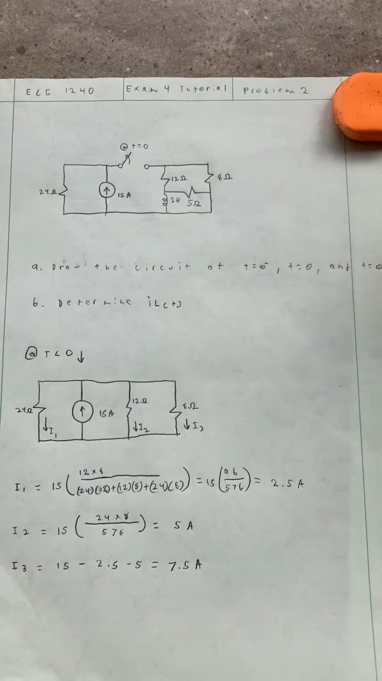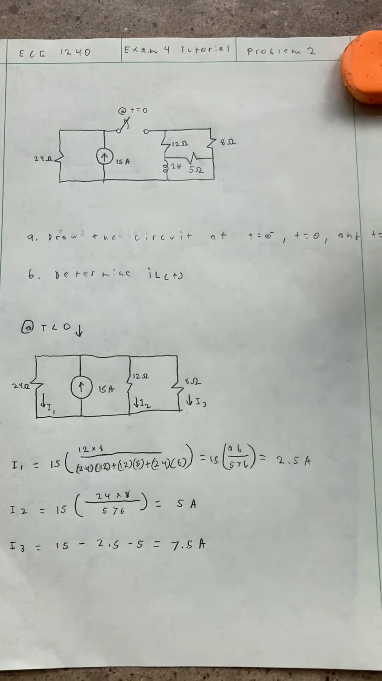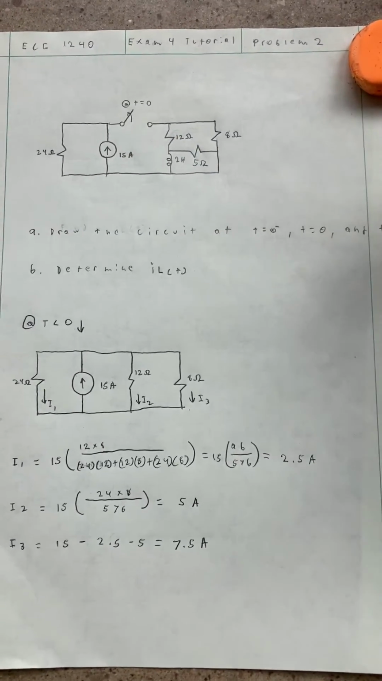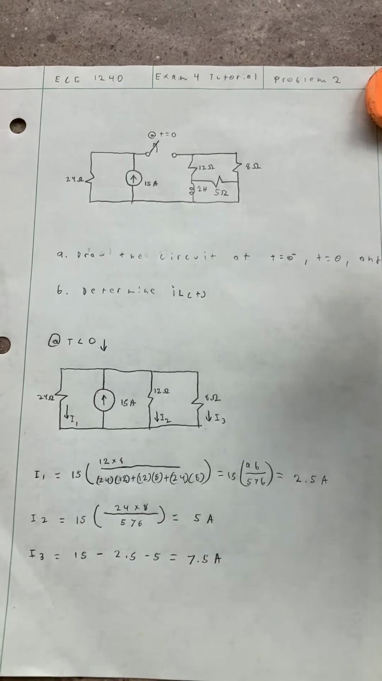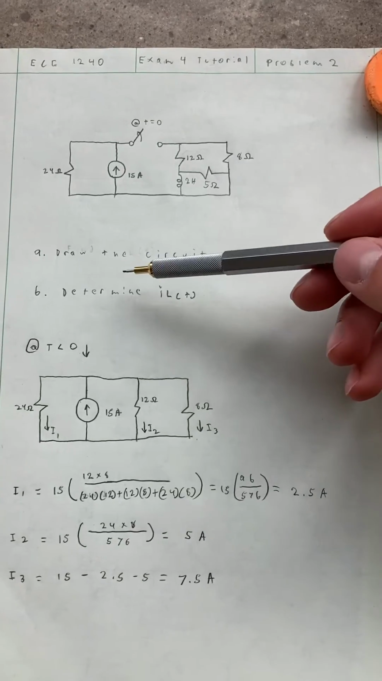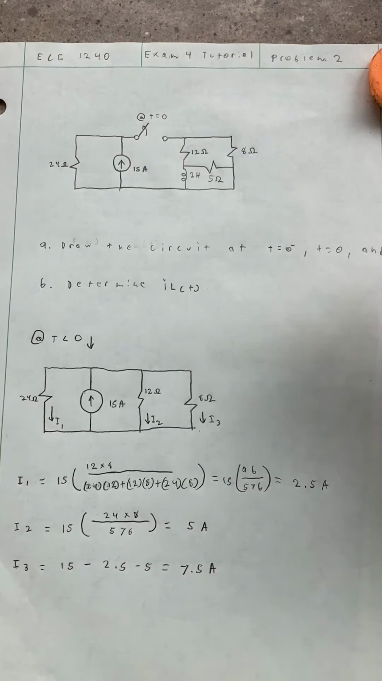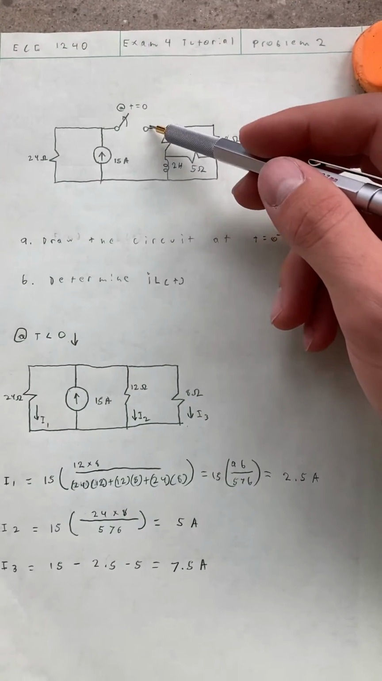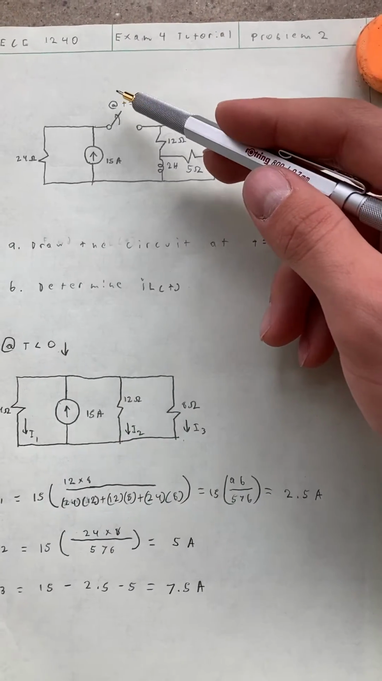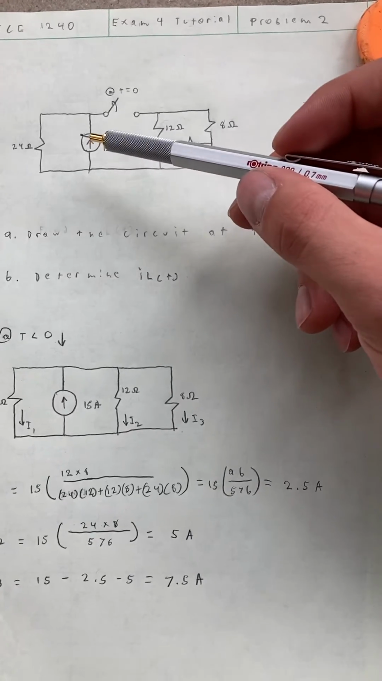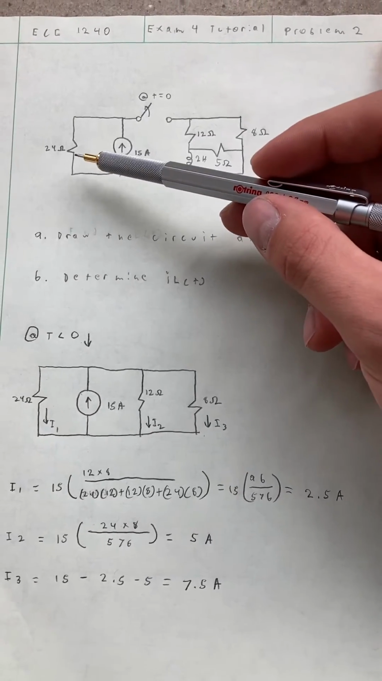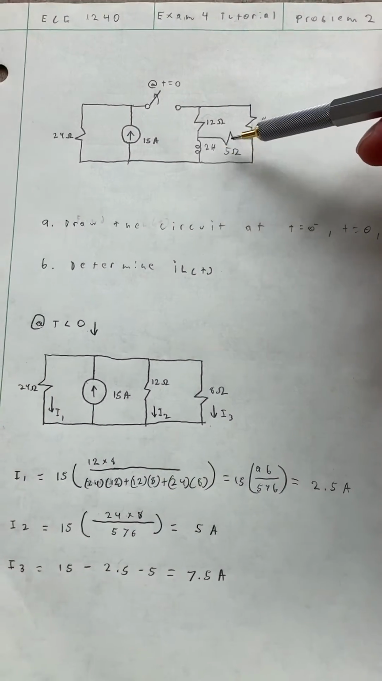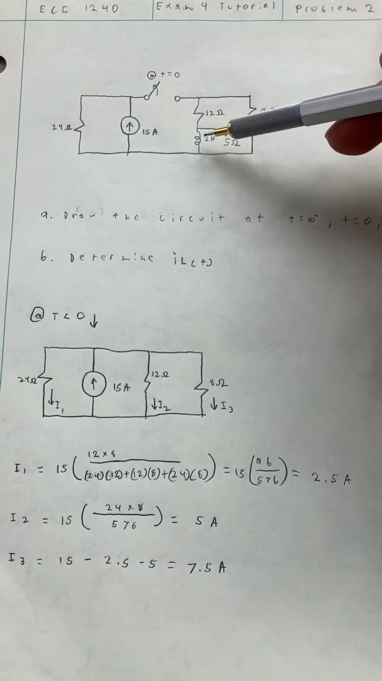This is my ECE 1240 Exam 4 tutorial, replacing problem 2. And this is my circuit. So first of all, for this problem, I need to determine the current flowing through the inductor as a function of time. So we can see there's a switch that at t equals 0 is open. There's a 15 amp current source, a 24 ohm in parallel with a 24 ohm resistor, a 12 ohm, 8 ohm, and 5 ohm resistor, and a 2 Henry inductor.